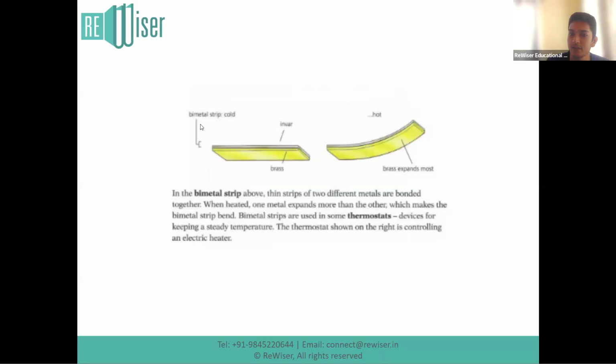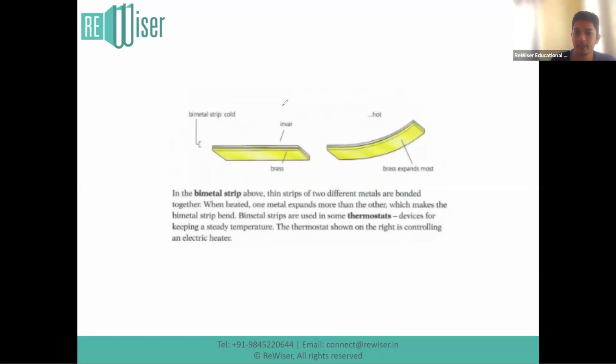Another application of thermal expansion is a bimetallic strip. A bimetallic strip is usually a strip that is used to break contact in a circuit when a current value increases over a prescribed value.